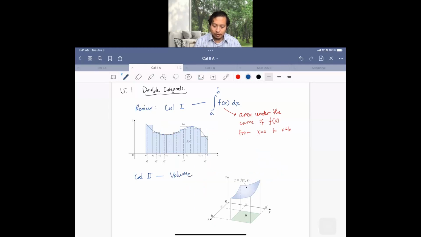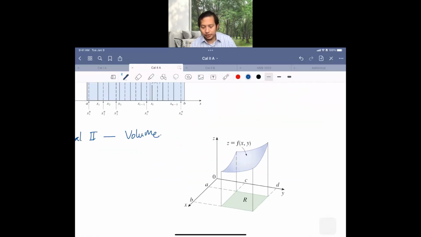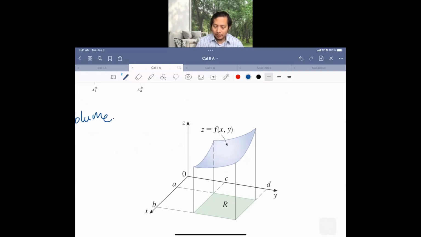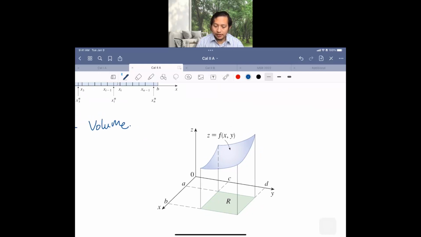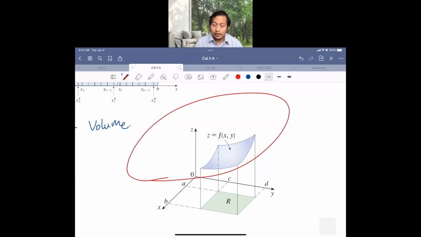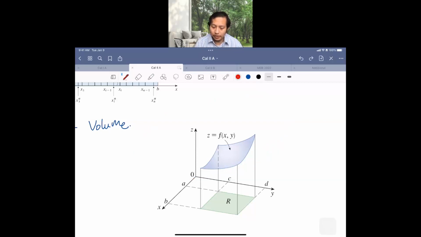But let me go through some visuals for what it means by volume. So remember that you have a surface z. It's a function of two variables for the z here. So you have a surface like that, and you take out some of the regions from those z, and we can evaluate this as the volume.